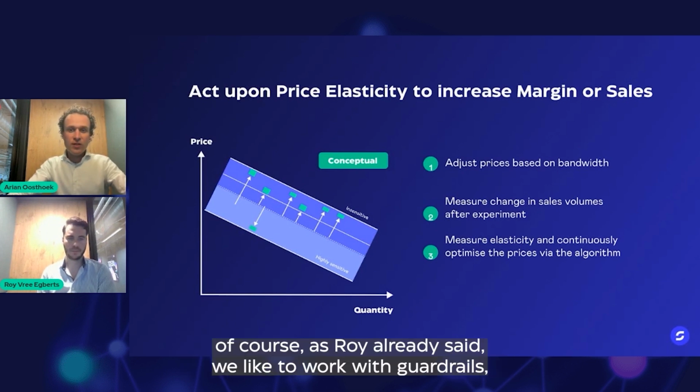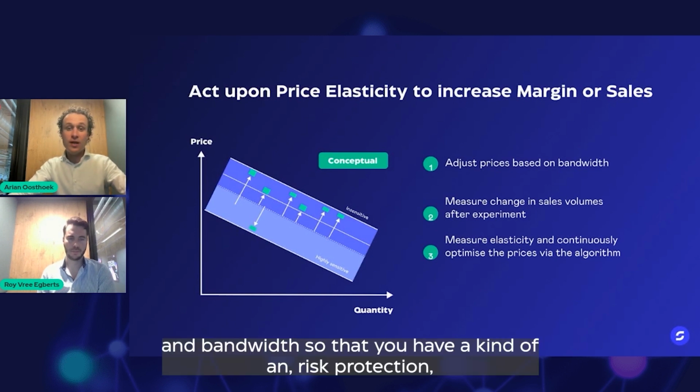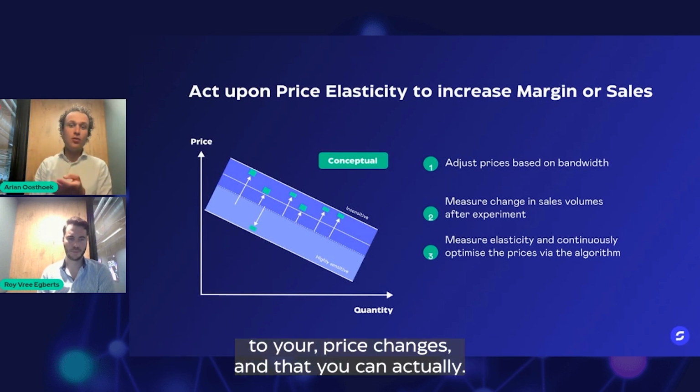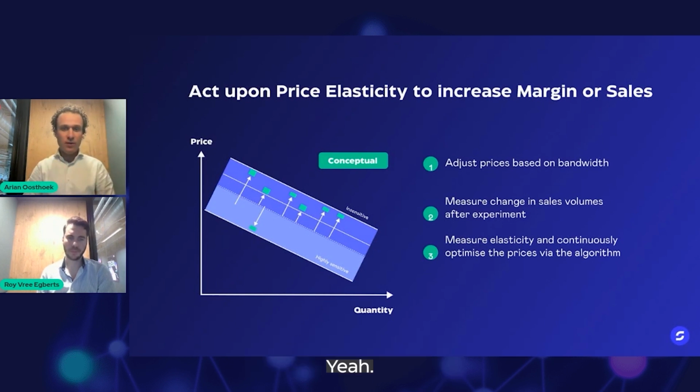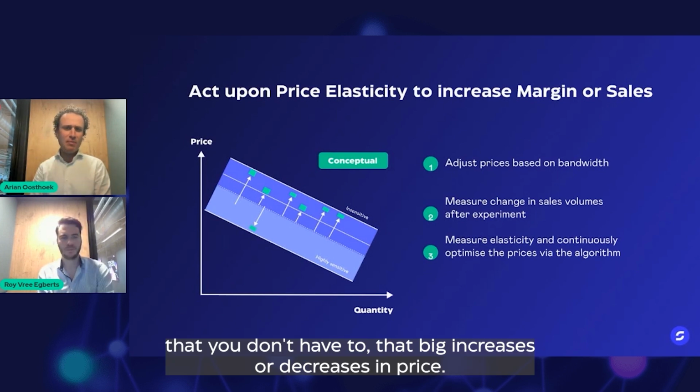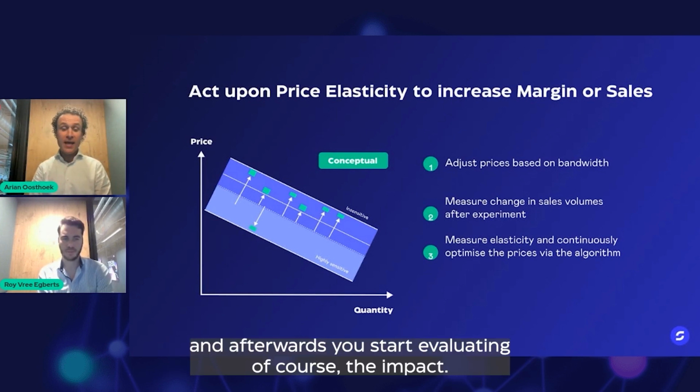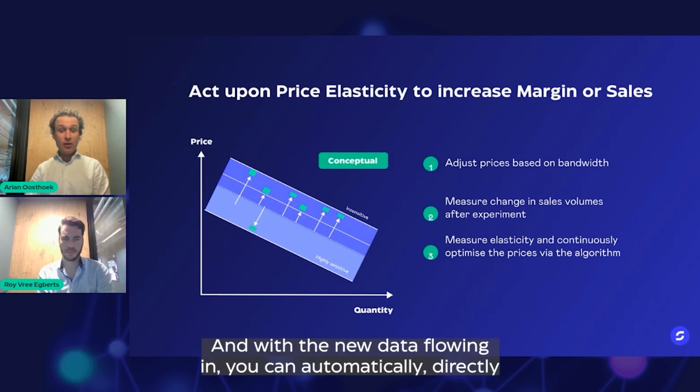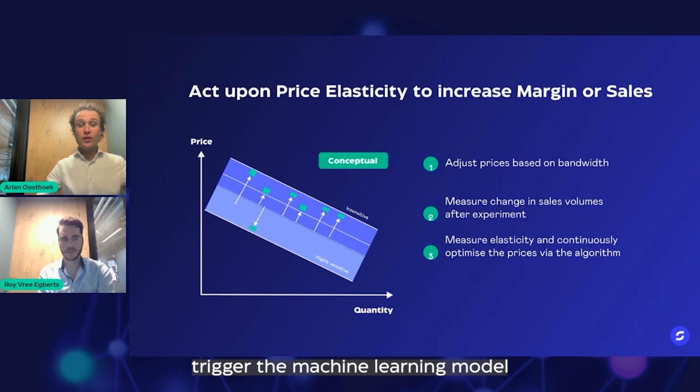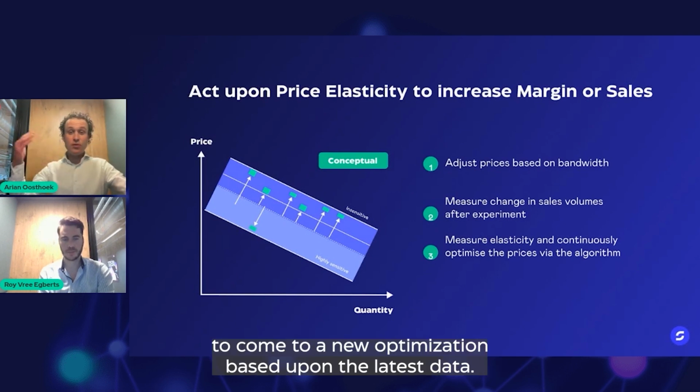Of course, as Roy already said, we like to work with guardrails and bandwidth so that you have a kind of risk protection for your price changes, and you can mitigate the risk of big increases or decreases in price. And afterwards, you start evaluating the impact. With the new data flowing in, you can automatically trigger the machine learning model to come to a new optimization based upon the latest data.